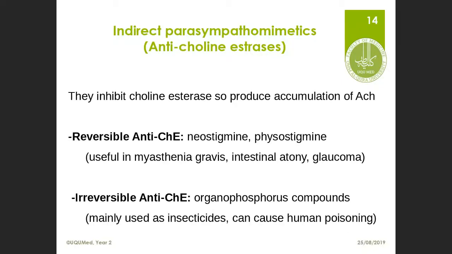So in myasthenia gravis, there is a deficiency of acetylcholine. Ultimately you have to provide more acetylcholine to bind to the neuromuscular nicotinic receptor, as well as to the muscarinic receptors, to produce the normal contraction and relaxation of the smooth muscles, as well as the skeletal muscles, like in the legs or in the hands or in the arms. So these are the reversible anticholinesterase drugs, which are very much used for the treatment of myasthenia gravis. And they are also used in intestinal atony.